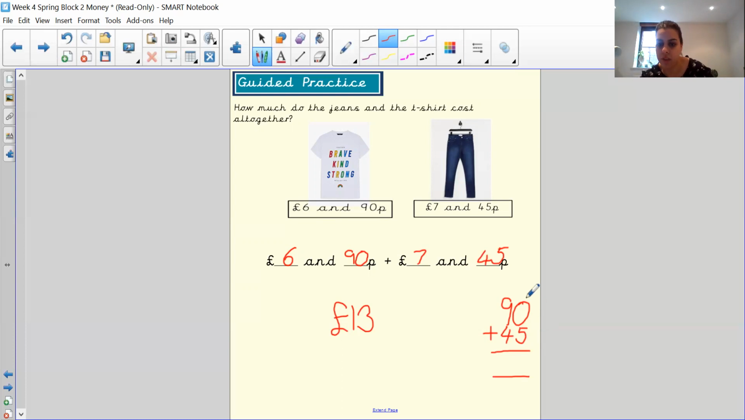Okay, let's see if you got the answer right. So 0 and 5 is 5. 9 and 4, 9, 10, 11, 12, 13. So I've got 135 pence. Interesting, it's over 100 again. Can you now turn the 135 pence into pounds and pence?